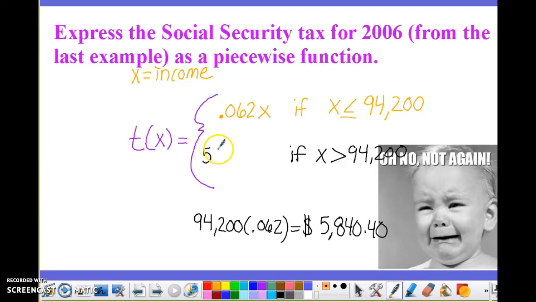My answer is just $5,840.40 if my income is anything higher than that cap. So if my income for the year is $1 million, clearly $1 million is bigger than $94,200, I still only have to pay this $5,840.40, because that's the cap. Again, each individual state sets a cap for that maximum income that they can tax. So there's just an example of setting up a piecewise function for Social Security taxes.